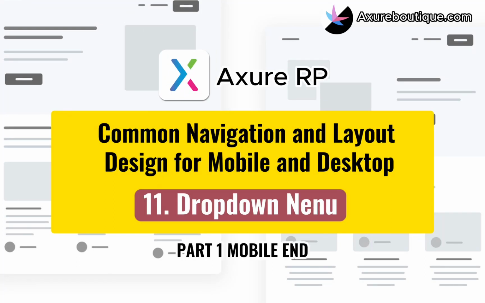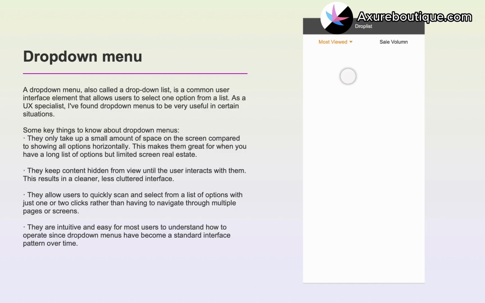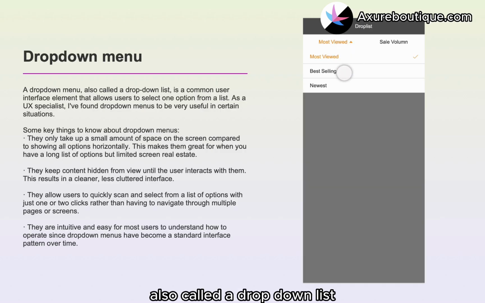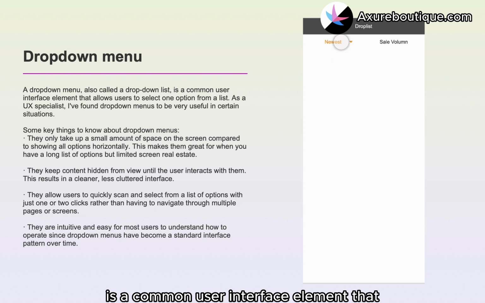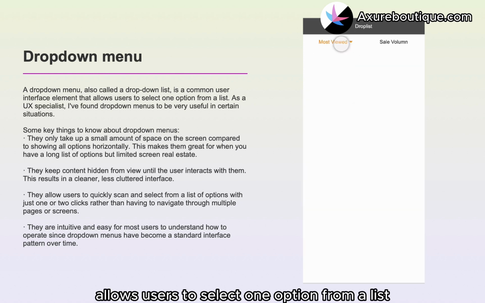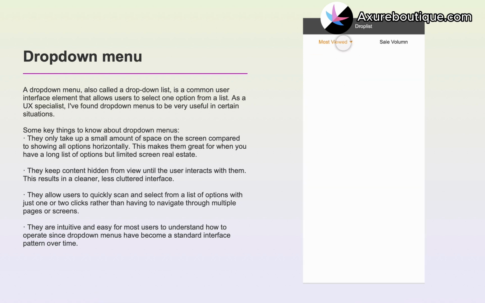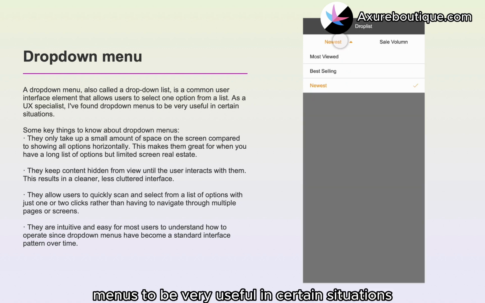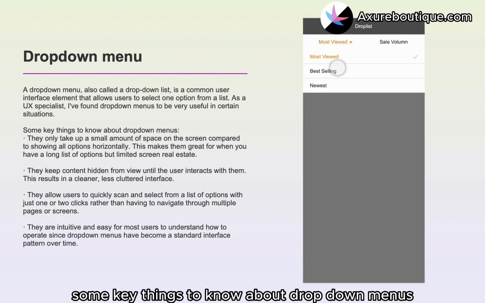Today, let's learn how to create a drop-down menu. A drop-down menu, also called a drop-down list, is a common user interface element that allows users to select one option from a list. As a UX specialist, I've found drop-down menus to be very useful in certain situations. Some key things to know about drop-down menus.